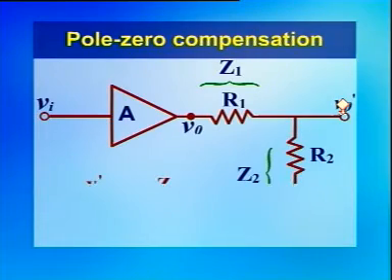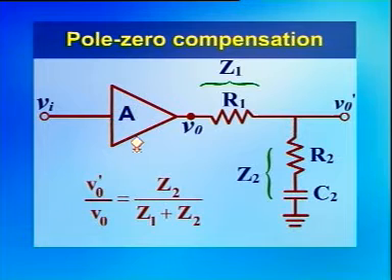Now let us consider the pole zero compensation technique. Here the network connected externally to the op-amp will be designed in such a way that its transfer function contains one pole and one zero. The pole zero compensation network is shown in figure.